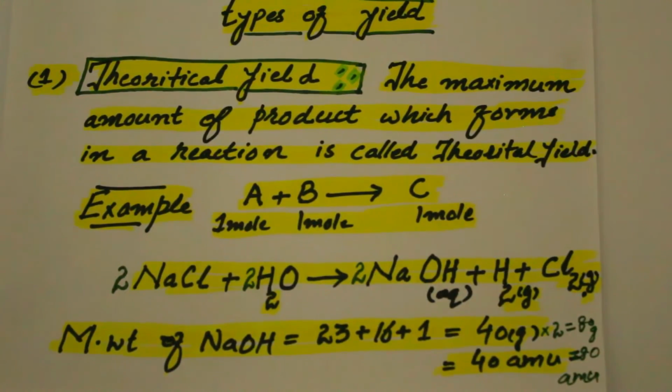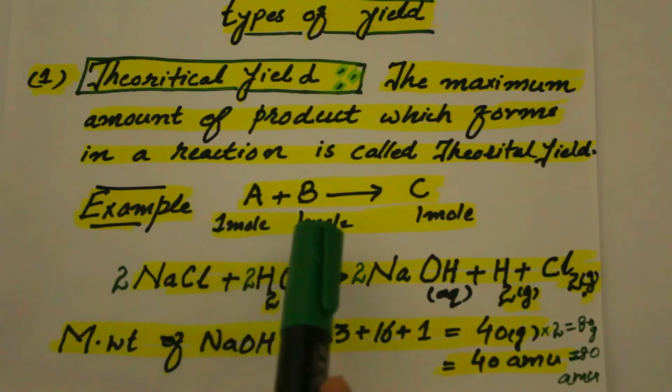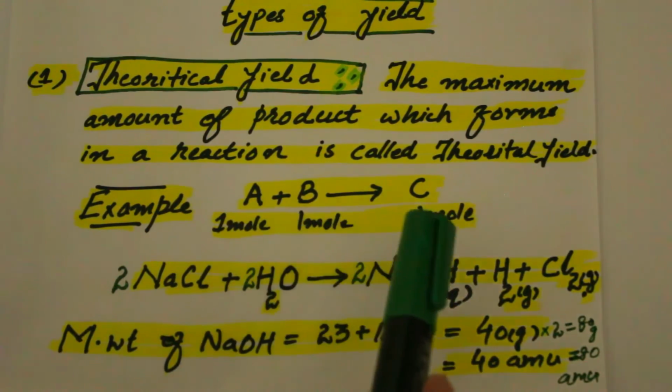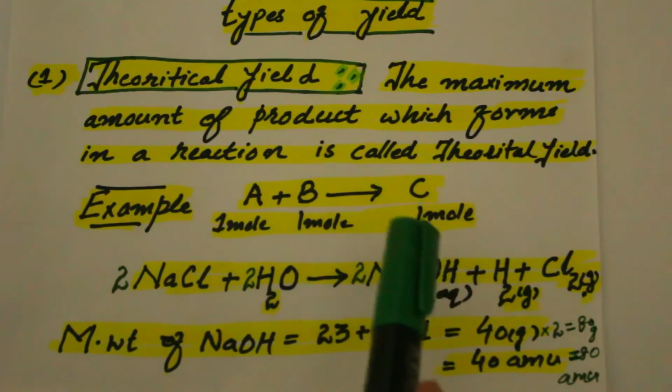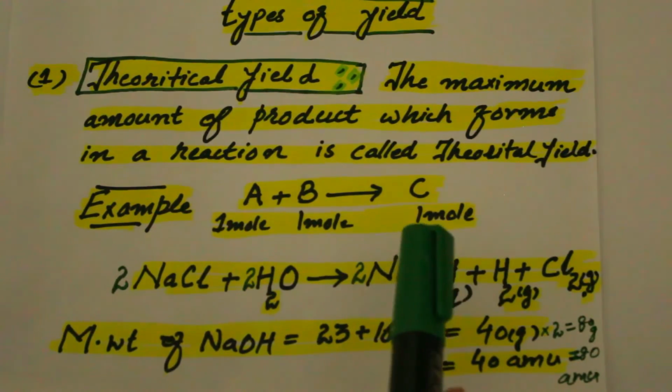Now I want to discuss theoretical yield, and it can be defined as the maximum amount of the product that can be obtained as a result of a chemical reaction. Here I have two examples. In the first one, 1 mole of A reacts with 1 mole of B, and it gives us 1 mole of the product C, which is the maximum amount and is the theoretical yield.